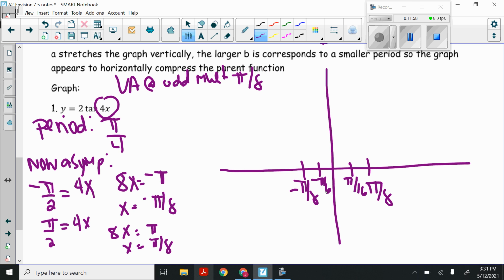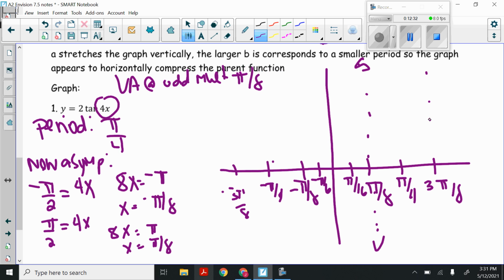So then I could keep going. So after pi over 8, the next asymptote, the next odd multiple, is going to be 3 pi over 8. Halfway between pi over 8 and 3 pi over 8 is 2 pi over 8, but that reduces down to pi over 4. And again, I could go the opposite direction if I wanted to. So this would be negative pi over 4, negative 3 pi over 8. So we're going to draw our asymptotes. So all the pi over 8s are our asymptotes.